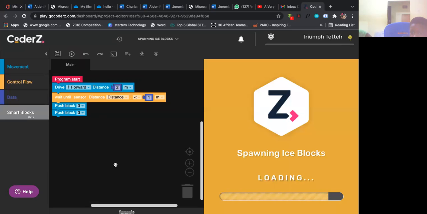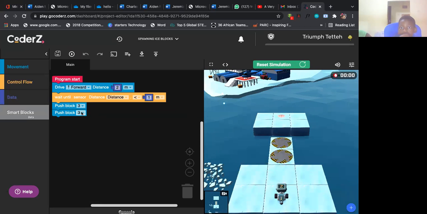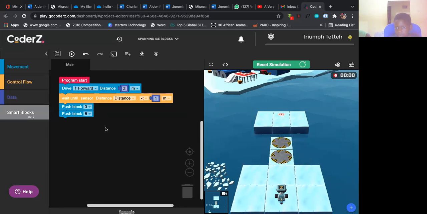Okay. Yes, the second push block should be 5. The second push block should be 5. Okay. So that means it goes out of the way so that you don't have to use the push block after you have gone through it. Okay. Then what do we do next?